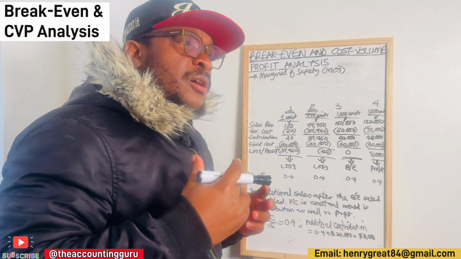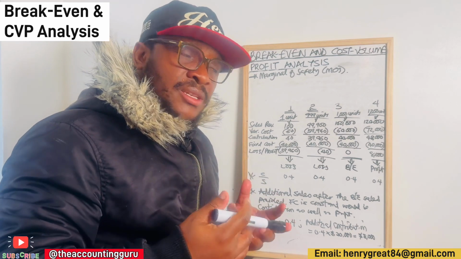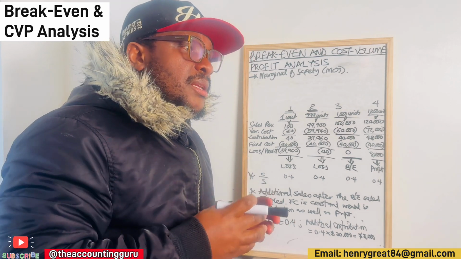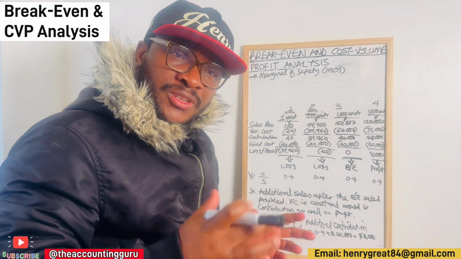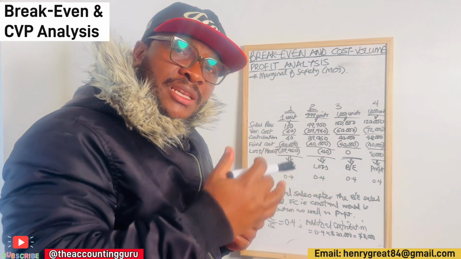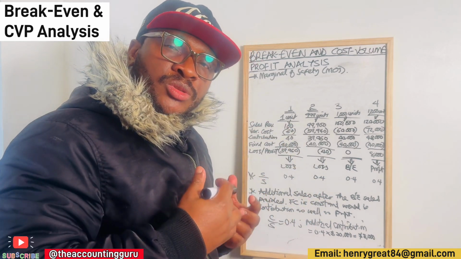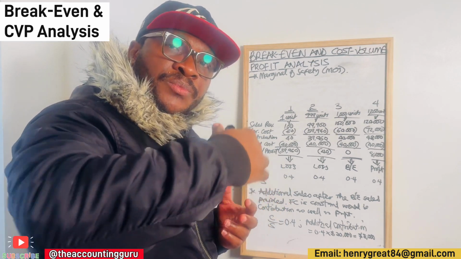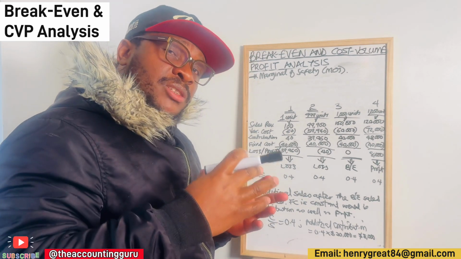Now, margin of safety is a measure of risk. Why is it a measure of risk? It is a measure of risk because the higher the margin of safety, the better for the business. Okay, the example I gave about 3,000 being the units sold at break even and 4,000 being the estimated units that will be sold at the end of the year, the margin of safety is 1,000.